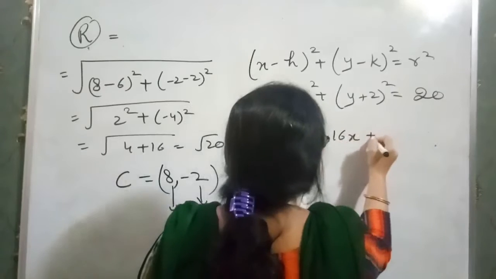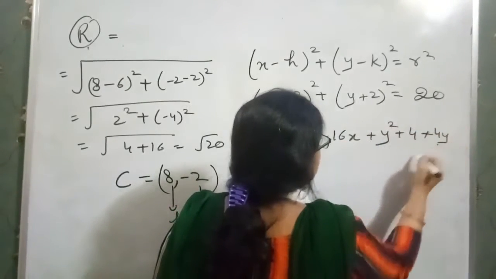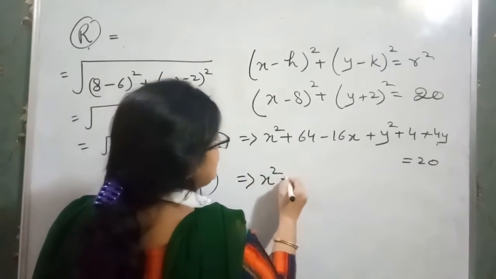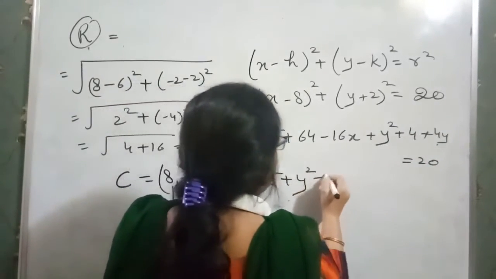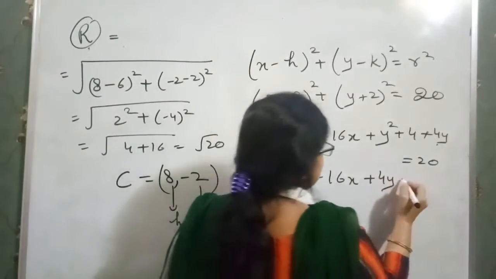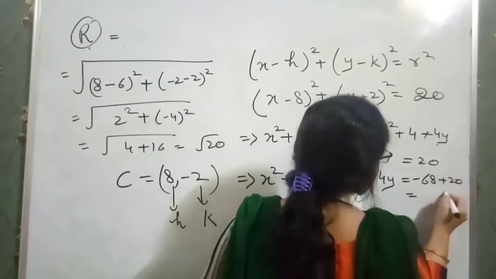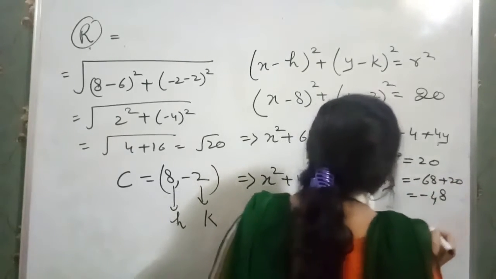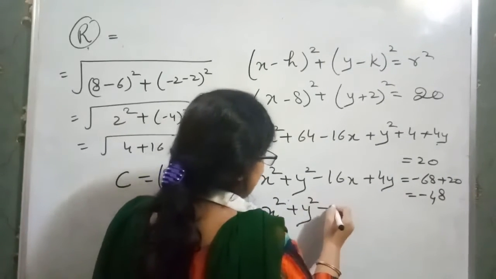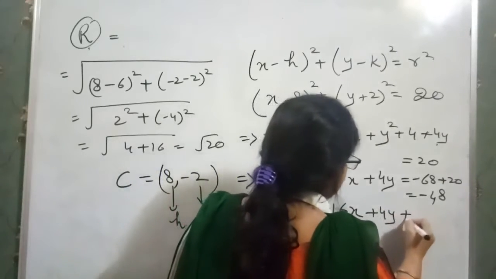Expanding, we get minus 16x plus y square plus 4 plus 4y is equal to 20. So we now have x square plus y square minus 16x plus 4y plus 68 minus 20. So ultimately we have 48. That means our equation of the circle is x square plus y square minus 16x plus 4y plus 48 is equal to 0.